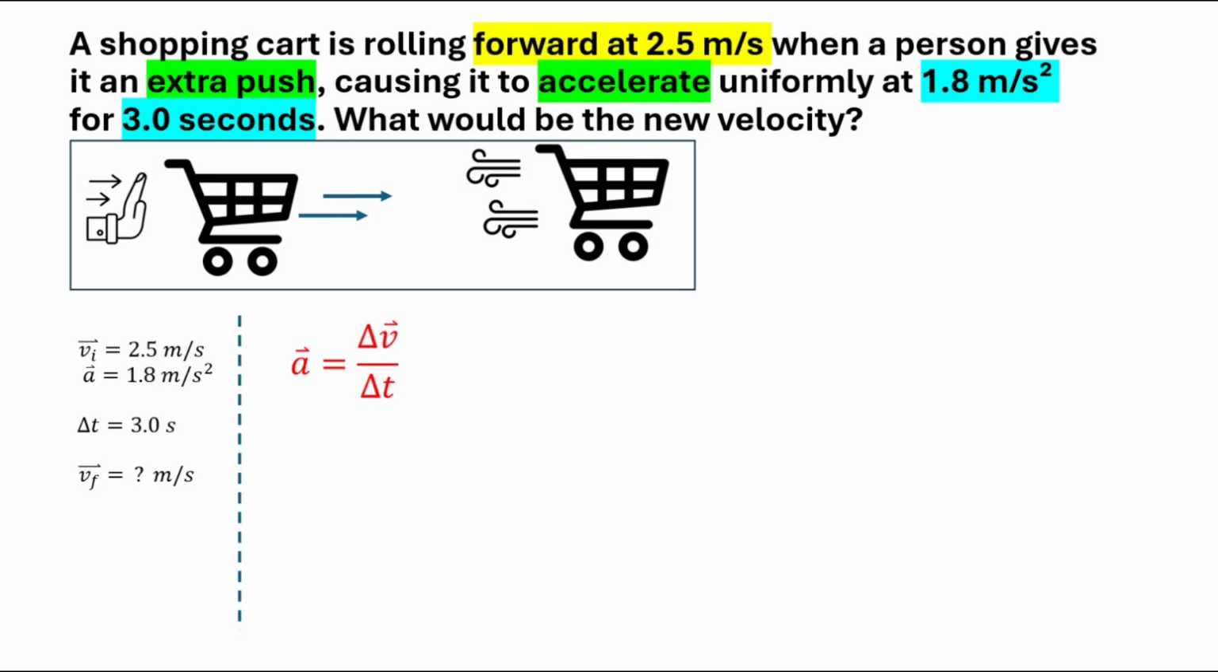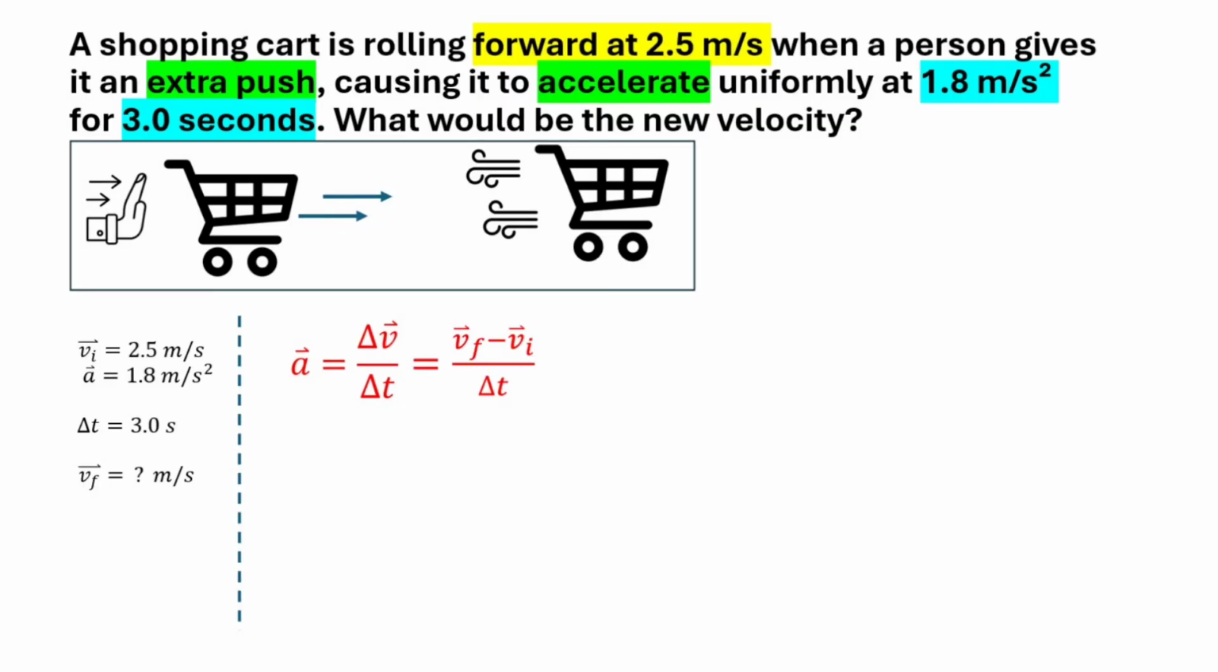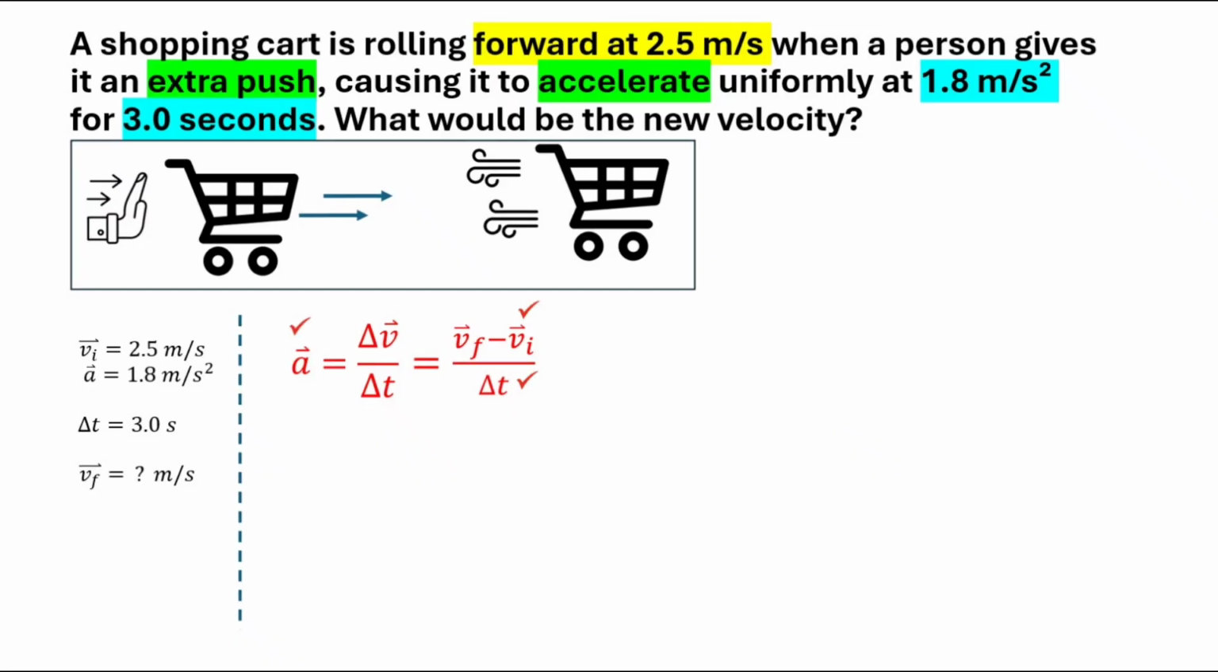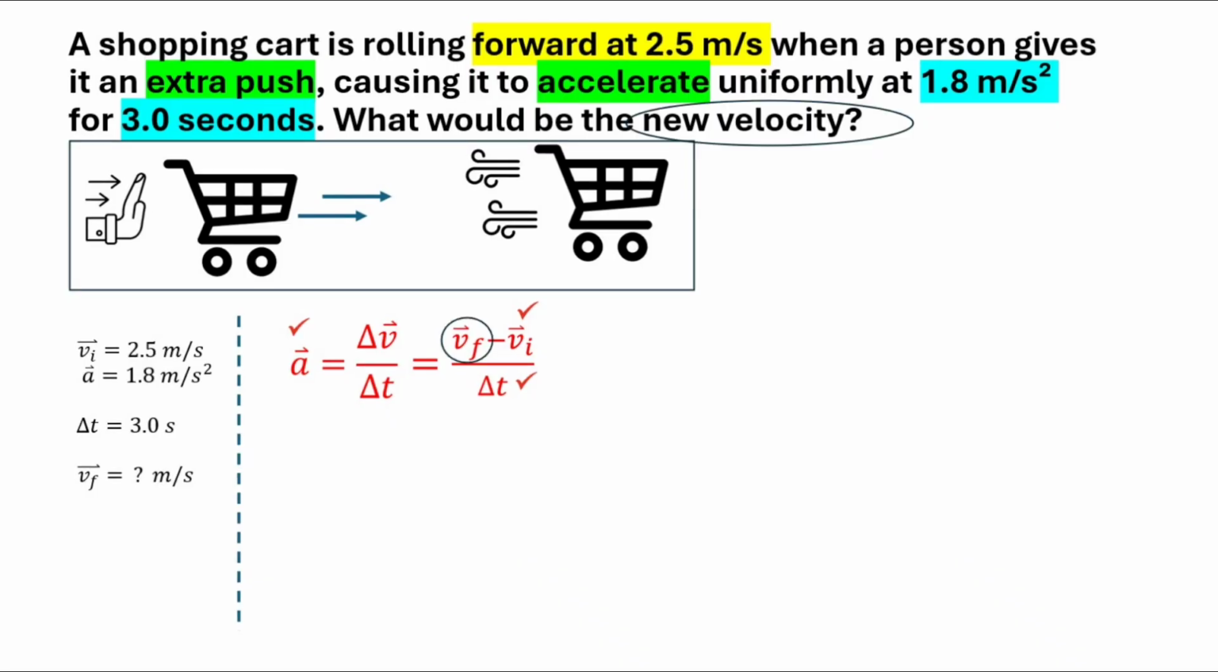The fact that you have delta, which implies that it is the difference of a certain quantity, I can definitely change delta V into final minus initial. Boom. Now notice that I have acceleration, check, initial velocity, check, and time. The only variable left over is final velocity, which aligns with what the question is asking, the new velocity.